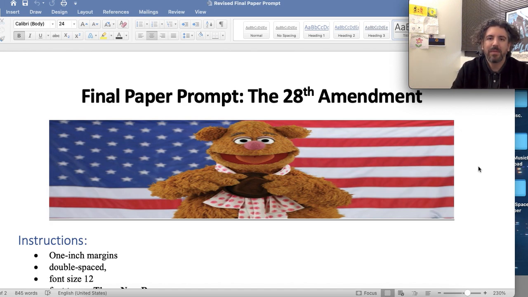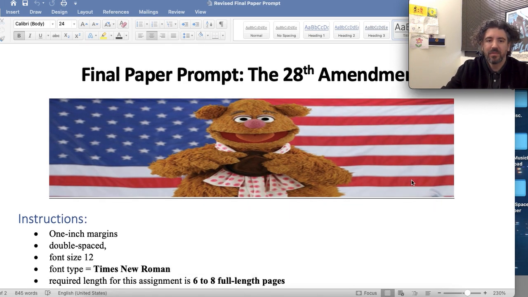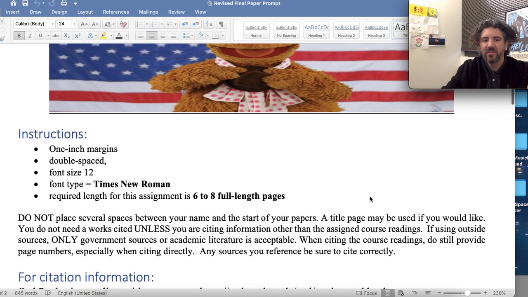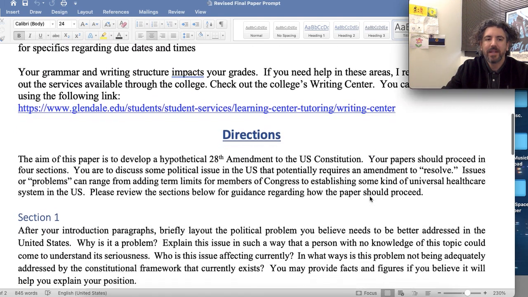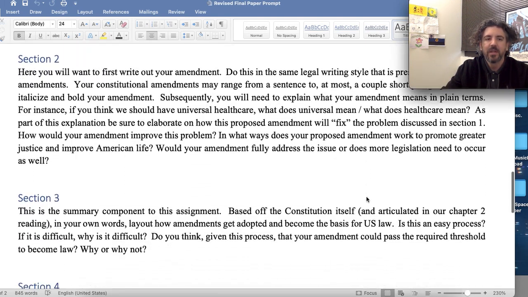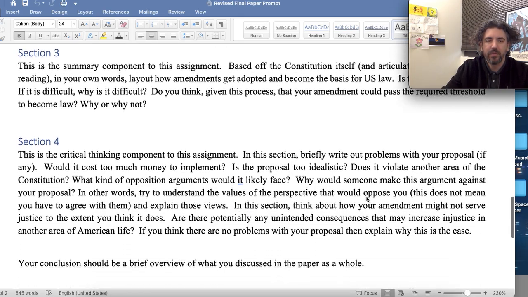Someone asked me, what do you mean by your 28th Amendment? Do I pick one? So no, you're making your own 28th Amendment. That's what the prompt is. This is very important. So 6 to 8 pages, and you can just write it. I would recommend writing it in Section 1, Section 2, Section 3. And I'll leave it for all of you to kind of go through this quickly.